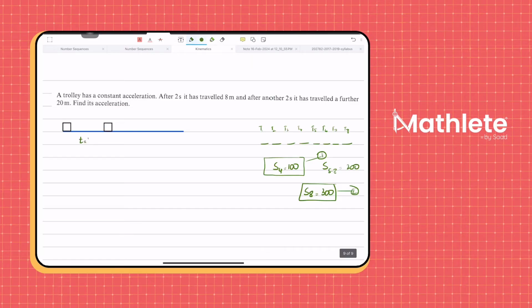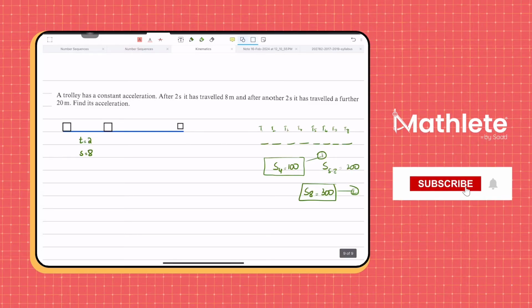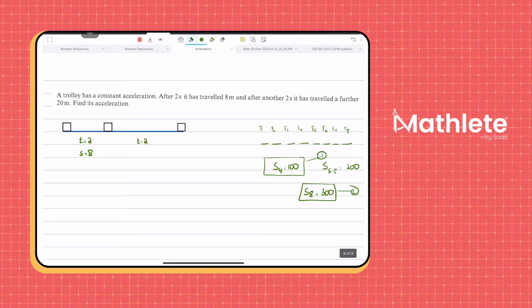So in 2 seconds, it has traveled how many meters? It has traveled 8 meters. And then after another 2 seconds, it has traveled a further 20 meters. All right. Now, how do we form an equation? If I use this piece of information, what are we supposed to do, by the way? We're supposed to find the acceleration.